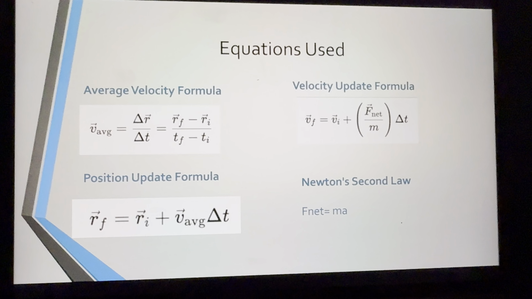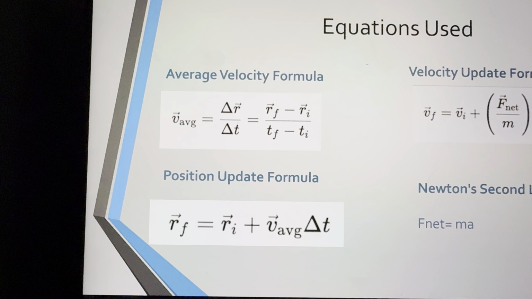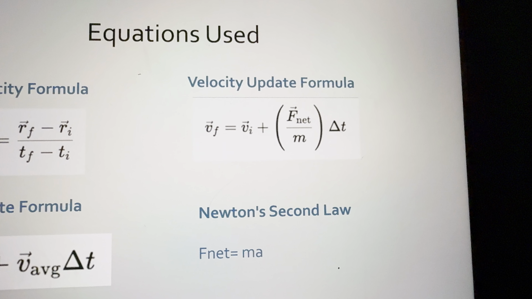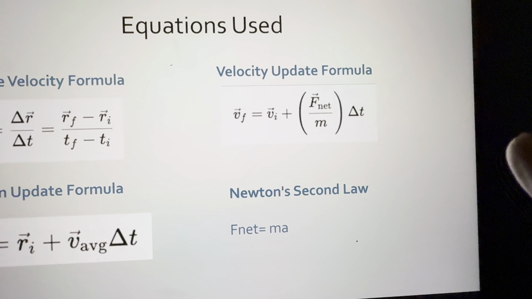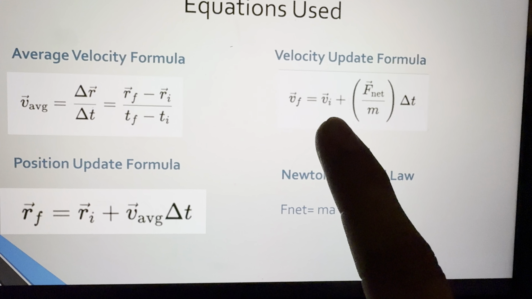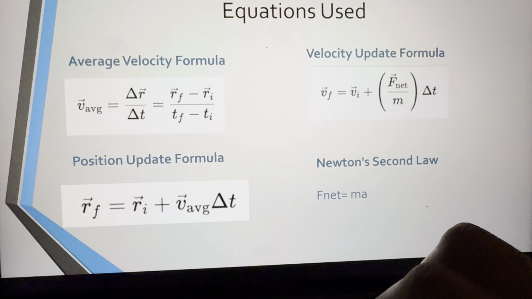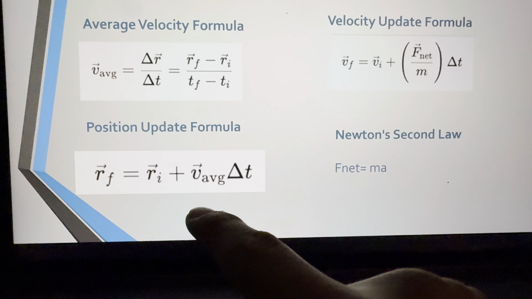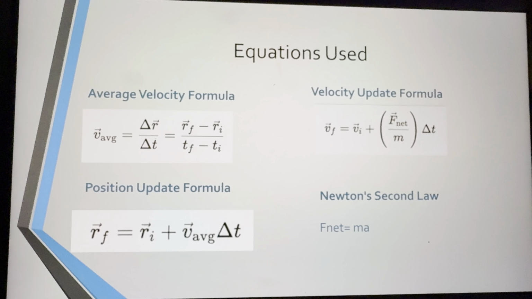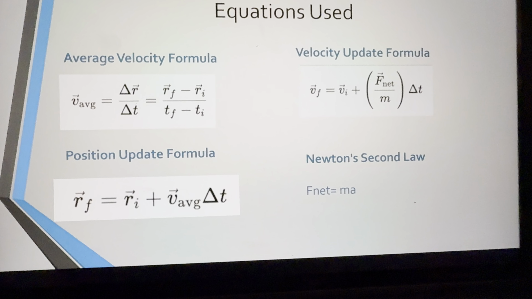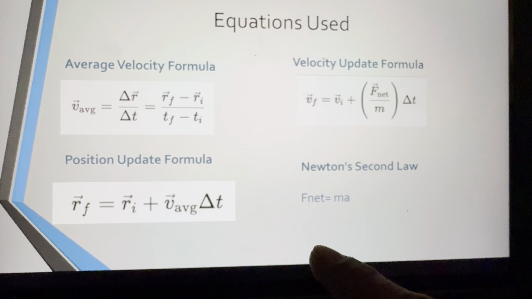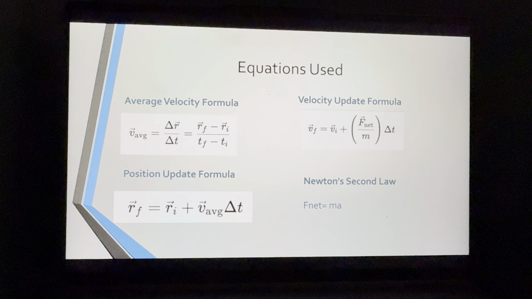Here are some of the equations I used for the experiment. Average velocity formula to help keep up with what our average velocity was. Our velocity update formula, and since we had previously seen that F net was 0, since our acceleration was 0, our final velocity and our initial velocity were the same, meaning that our experiment had a constant velocity. Position update formula to keep up with our position in our predictable computational model, and Newton's second law to show that since we assumed an acceleration of 0, the net forces were also 0.